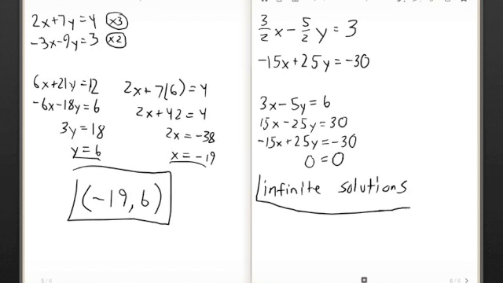Because we were able to boil everything down to 0 equals 0, what we did was we eliminated all the variables. And because we eliminated all the variables, that means the variables don't matter. Whatever numbers you put in for them are going to work, since ultimately they're going to get eliminated anyway. Because they're going to get eliminated, when we simplify it, they can be any values. And because they can be any values, there are infinite solutions to this system of equations.